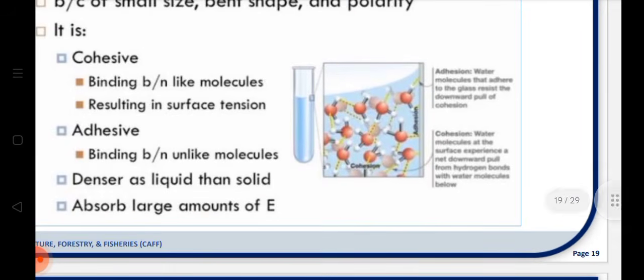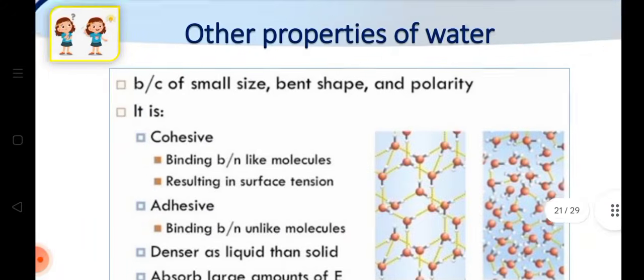Then we have water is adhesive, meaning water molecules stick to other surfaces, especially those that are polar or charged. Adhesion helps water climb up narrow tubes and spread across surfaces. For example, in agriculture, adhesion supports capillary action, which allows water to move through soil pores and into plant roots.